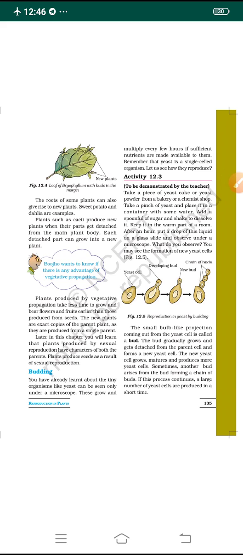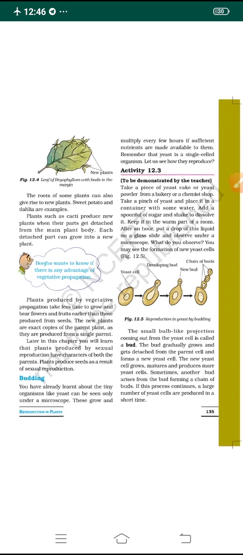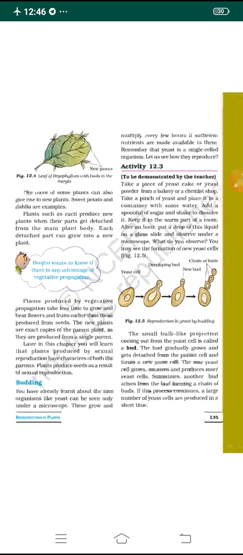Dear students, in the previous class I was discussing vegetative propagation in bryophyllum, and vegetative propagation in ginger, garlic and potato. So we have studied reproduction in plants by asexual reproduction. Let us continue the remaining part of the asexual type of reproduction.